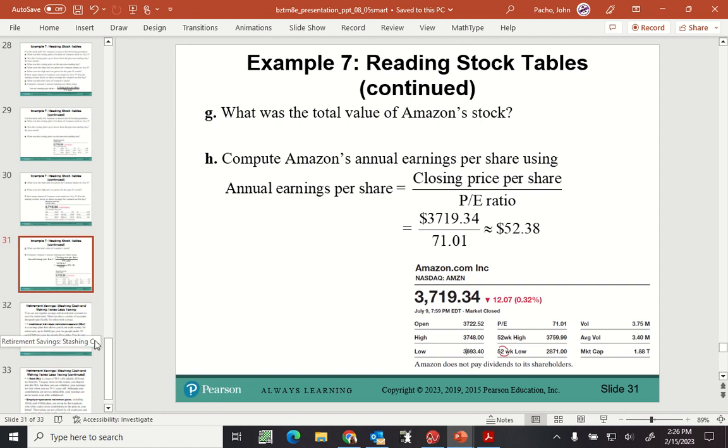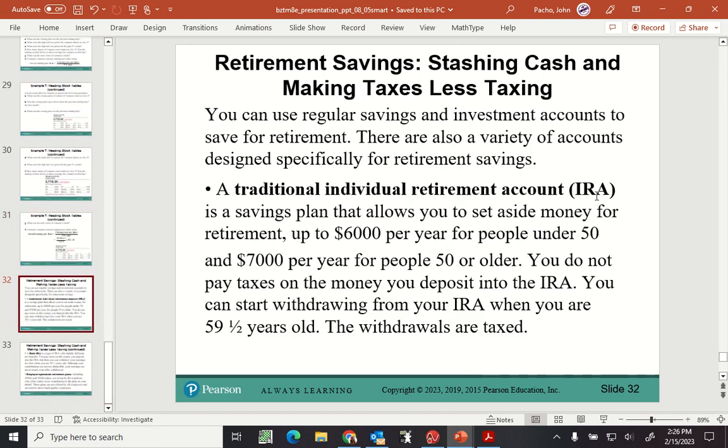All right, so the last little bit is I'm just going to talk about retirements, and then we're going to get into some homework. So, next one is you could use regular savings and investment accounts to save for retirement. There are also a variety of accounts designed specially for retirement savings. A traditional individual retirement account, IRA. We've already been dealing with IRAs in a lot of our word problems. It is a savings plan that allows you to set aside money for retirement up to $6,000 per year for people under 50 and $7,000 per year for people 50 and older.